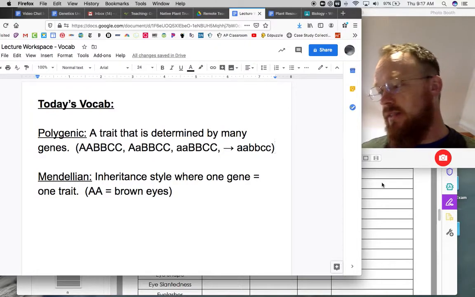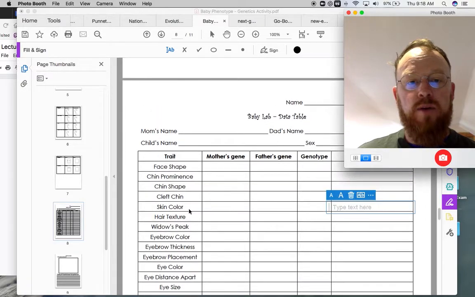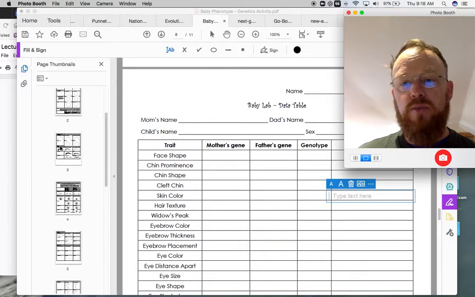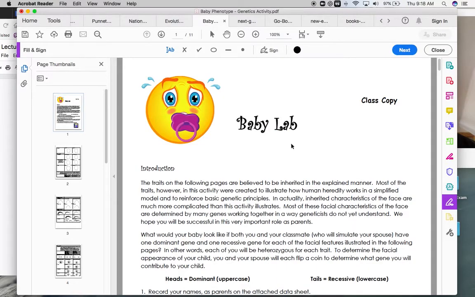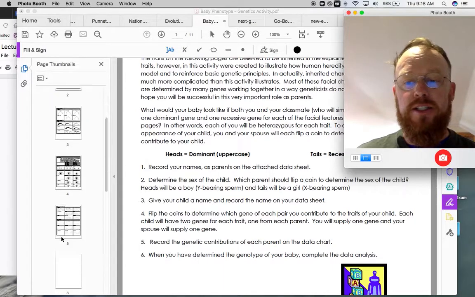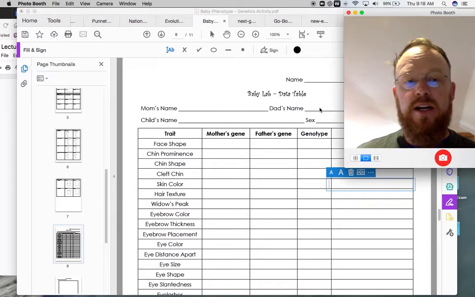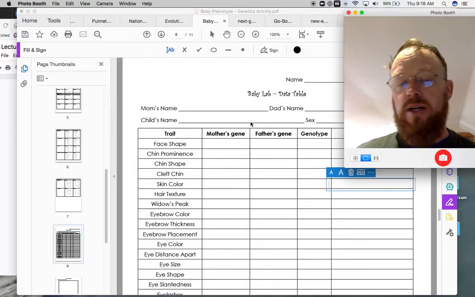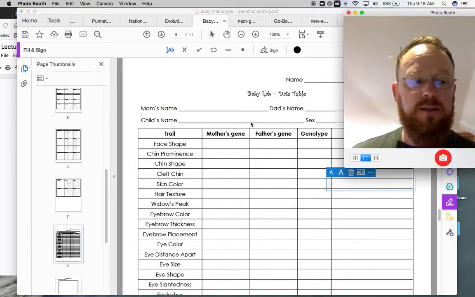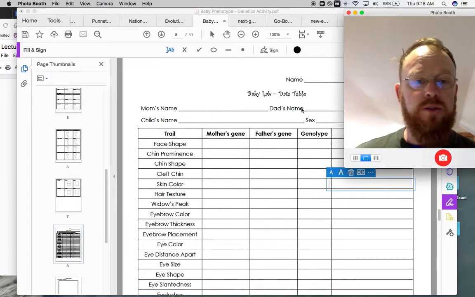So let's go back to the activity. How does this actually work? Here's my workspace again on page 8. I'm going to go back to page 1 where the instructions are. The instructions say record your names as parents on the attached data sheet. That's on page 8. It says mom's name and dad's name. If you want to do this by yourself, that's fine. You just have to be both mom and dad. If you want to arrange to do it with a classmate, that's totally fine too. Just let me know who's who. Put your names there. The child's name is up to you.